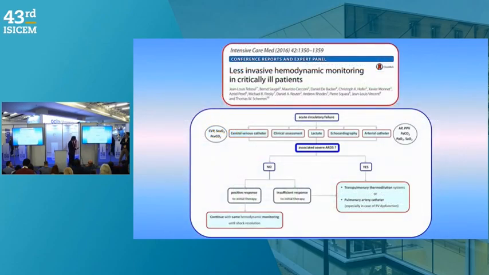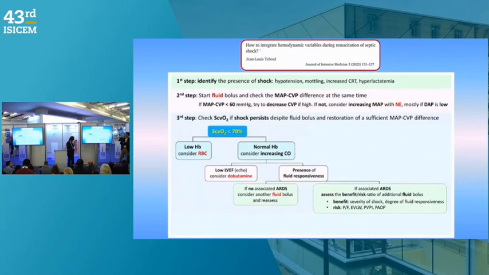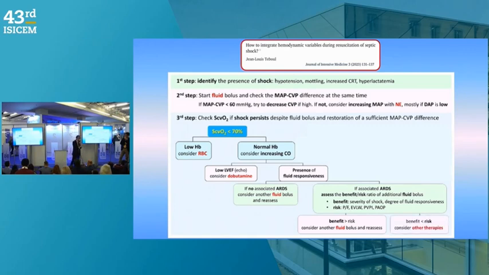And, okay, I will skip this. And you have two possibilities, as always. The benefit is assumed to be higher than the risk. It is your brain, because you consider all the variables, and finally you decide. I consider that the benefit is superior to the risk, and I will try another fluid bolus, and reassess, of course. Or I consider that the benefit is less than the risk, and I will see other therapies.